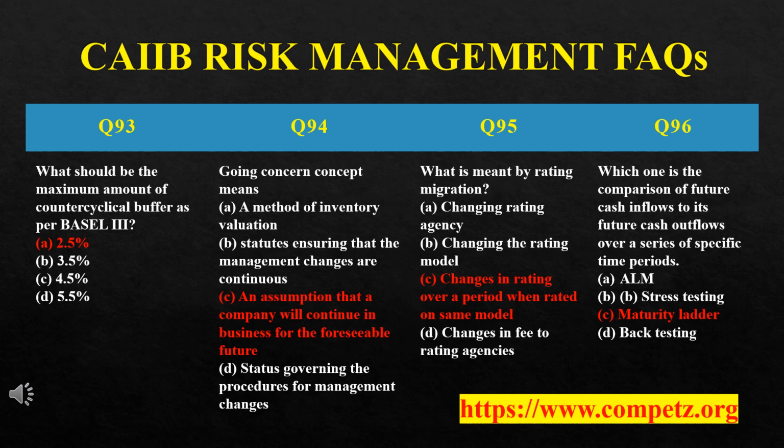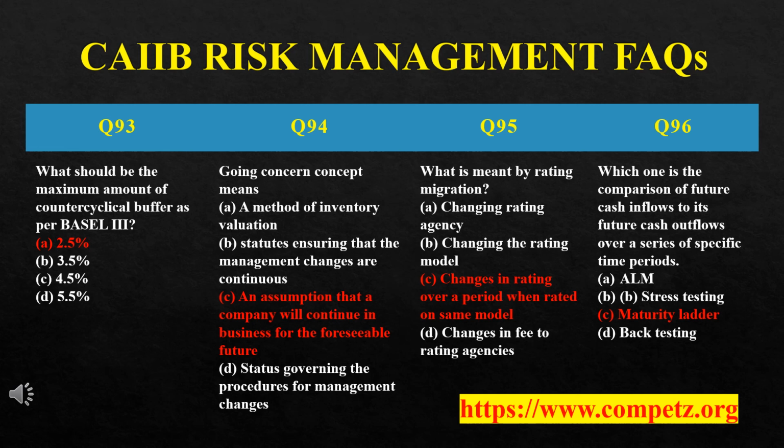Then comes the next question. What is meant by rating migration? There are 4 options given. First, changing rating agency. Second, changing the rating model. Third, changes in rating over a period when rated on the same model. And the fourth option is changes in fee to rating agencies. Which option is it? Rating migration means changes in the rating of a borrower over a time horizon when rated on the same model. So, option C. Rating migration simply refers to the changes in the rating of the borrower over a time horizon when rated on the same model.